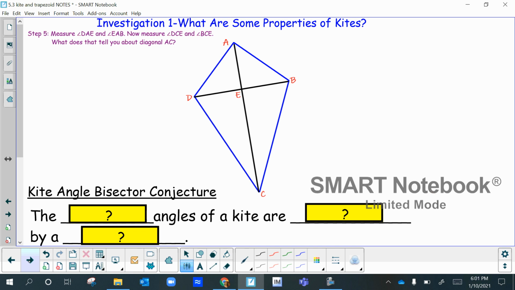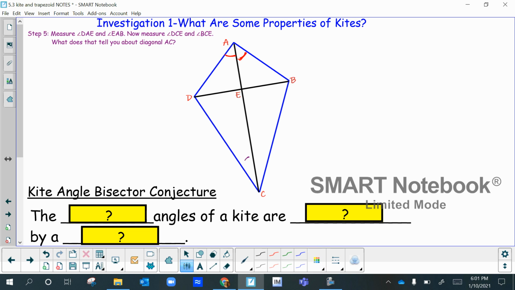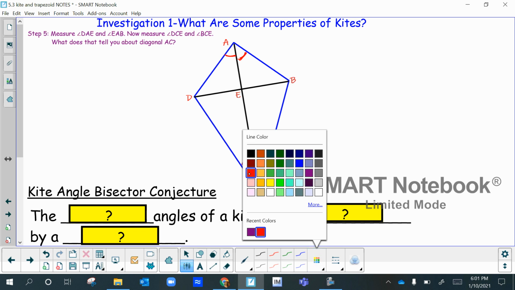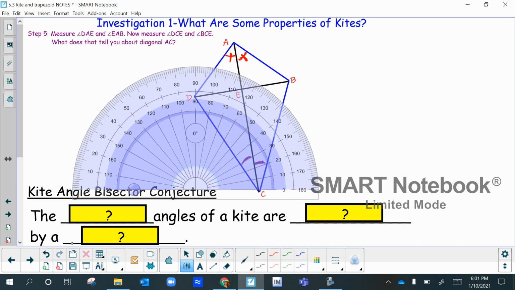It says now measure angle DAE, so D to A to E. So we're going to measure this angle, and we're going to measure EAB, E to A to B. We're going to measure this angle. And it says also measure, let me get a different color, angle DCE, so this one down here, and measure BCE, B to C to E, this one right here. Well, if you had to guess just by looking at it, what would you say is true about each angle? It looks like this one is congruent to this one. Again, you can get your protractor out and measure it if you'd like.